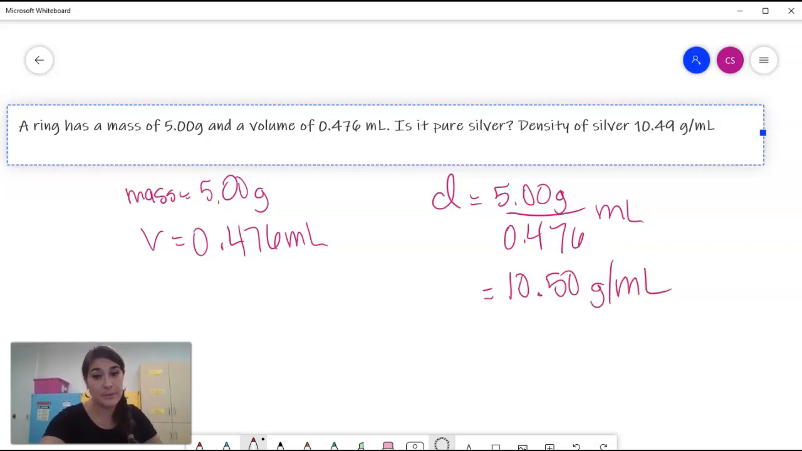grams per milliliter. So I calculated that mass and volume of my ring, I got the density, and I found that it was 10.50. I'm told in the question that the density of silver is 10.49. We're calling that close, okay? That's really close. Even if it had been 10.53, 10.4, those are very close numbers when you're thinking about the number scale. And so that right there, we are able to say, yep, my ring that I found or have is in fact pure silver.